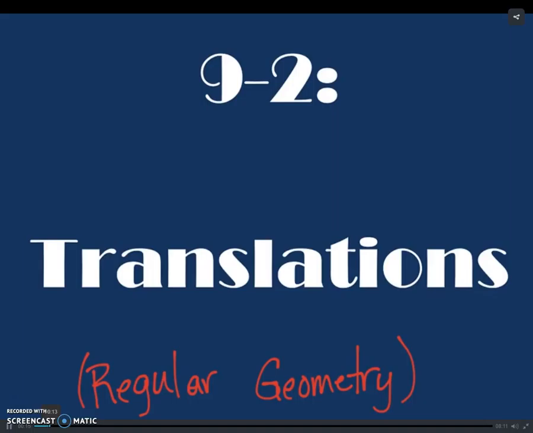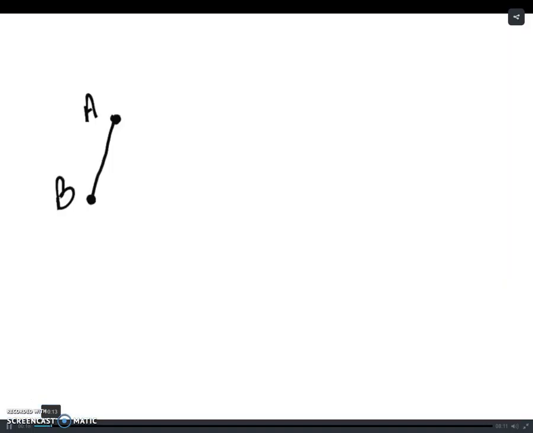Okay, so first of all, let's talk about what is a translation. So if we took this line segment and we wanted to move it from here and we wanted to move it down and to the right, that would be a translation. We would create our new figure, in this case a line segment, A prime, B prime. And a couple of things that are really important with a translation.